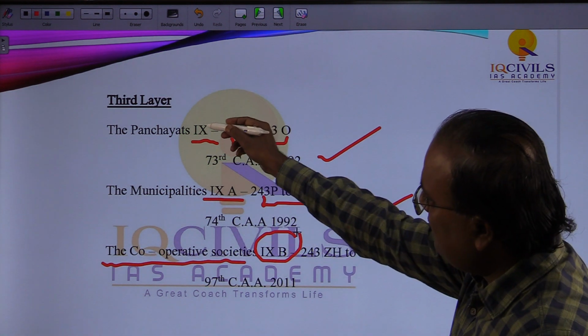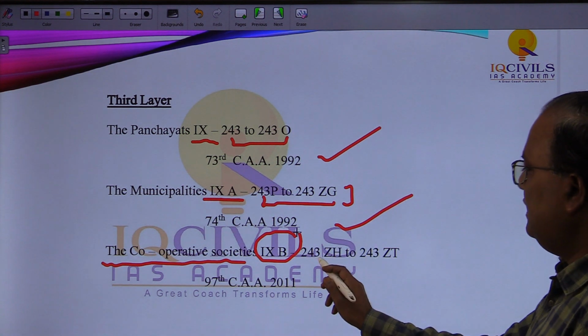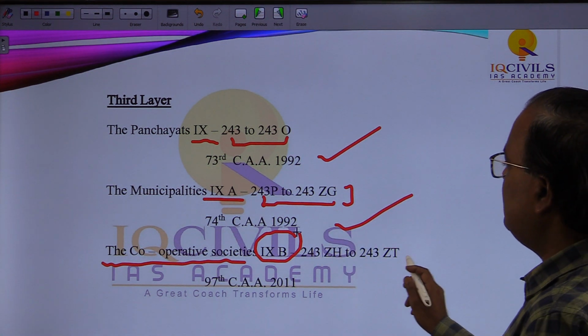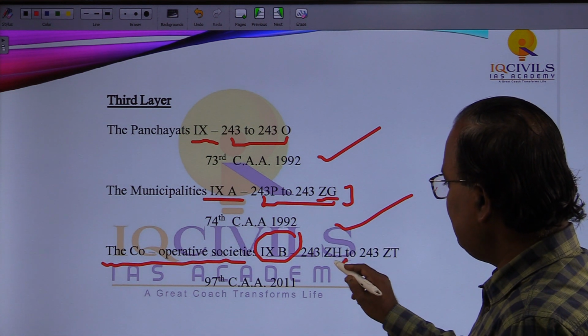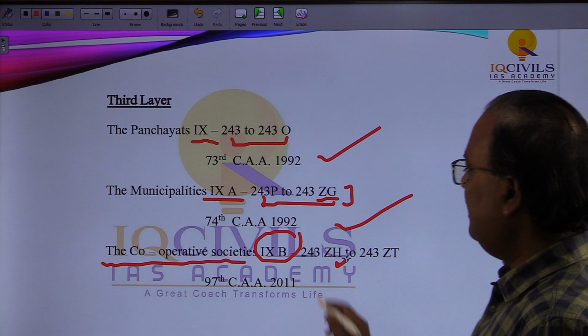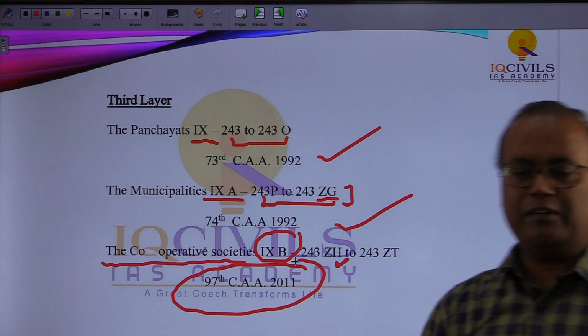So Part 9B, from 243ZH to 243ZT, and it has been added by the 97th Constitutional Amendment Act.